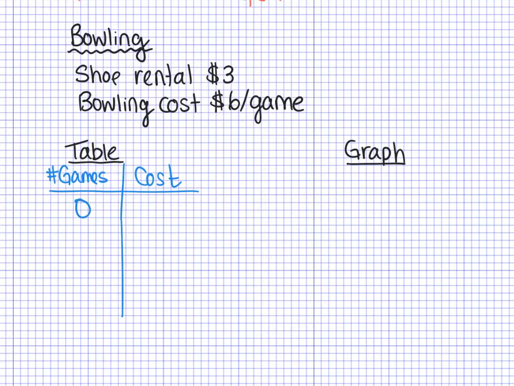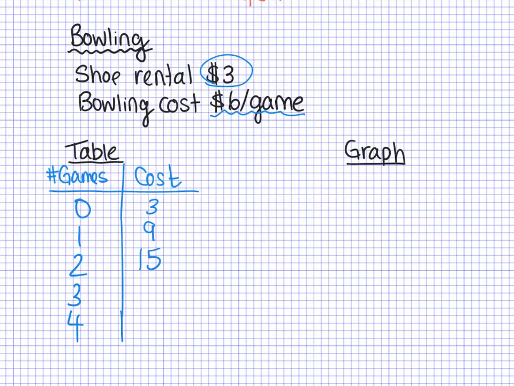If I play no games, 1 game, 2 games, 3 games, 4 games, what price am I looking at for a bowling party? I have a shoe rental of $3 to factor in, and it charges me $6 for each game I bowl. If I play no games, I still pay for my shoe rental, so that's $3. If I play 1 game, that's $6 plus my shoes, so $9 altogether. If I bowl 2 games, since it's $6 per game, that's $12 for bowling plus my $3 shoe rental, which is $15.